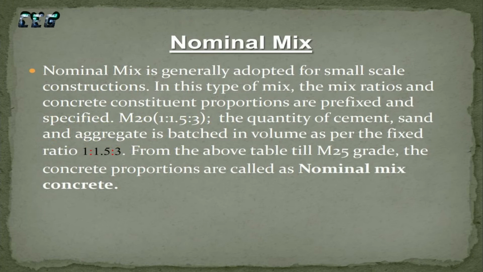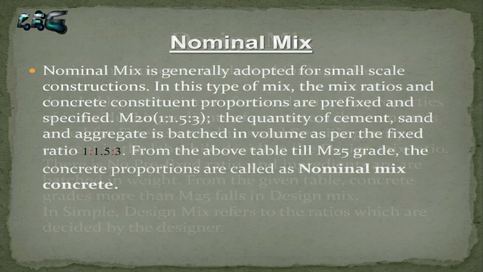Nominal mix. Nominal mix is generally adopted for small-scale constructions. In this type of mix, the mix ratios and concrete constituent proportions are prefixed and specified. For M20, the quantity of cement, sand, and aggregate is batched in volume as per the fixed ratio 1:1.5:3. From the above table, till M25 grade, the concrete proportions are called nominal mix concrete.